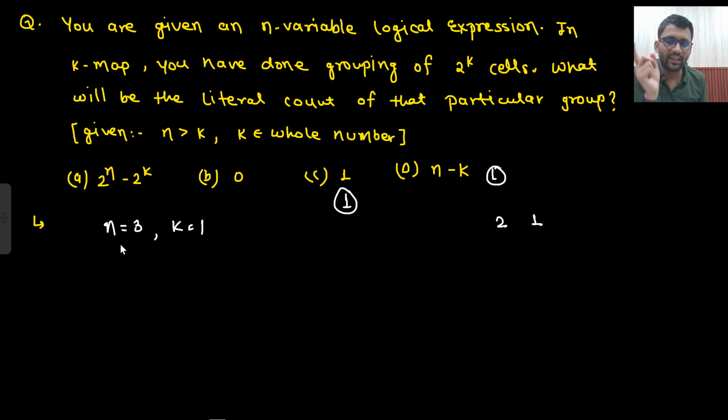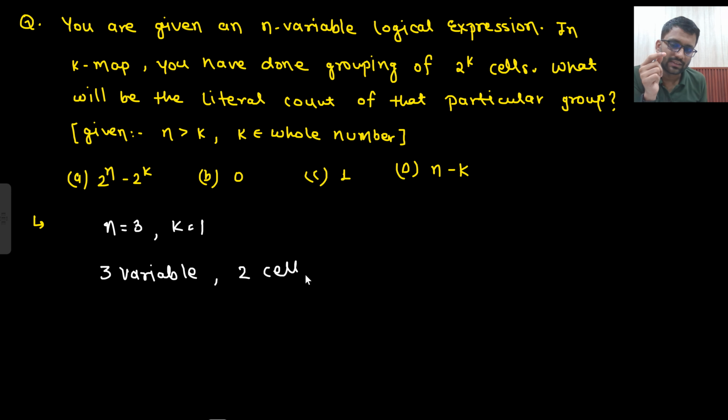So that I don't want. So intelligently I am taking n equals 3 and k equals 1. That means 3 variables are there, and I am doing the grouping of 2 cells.